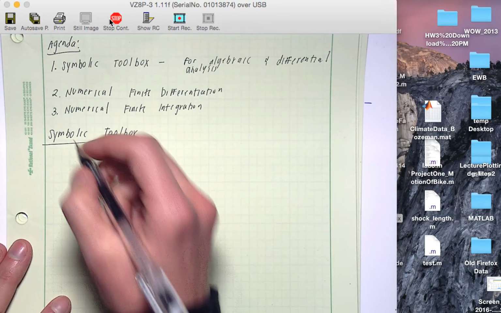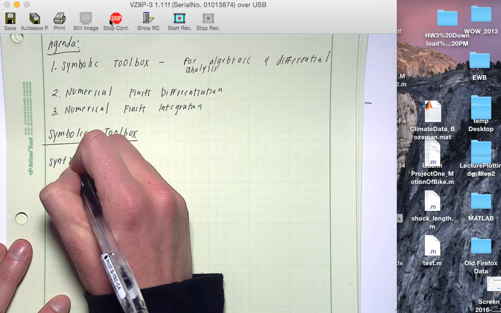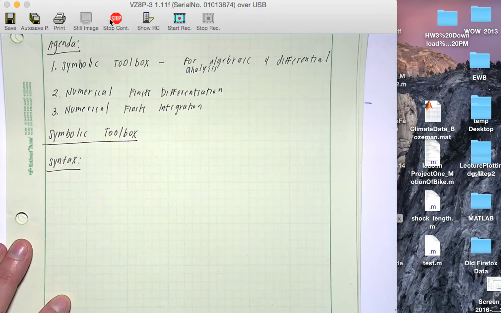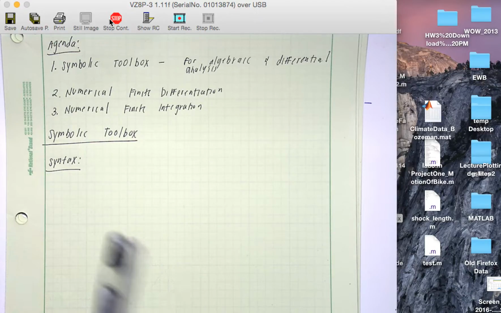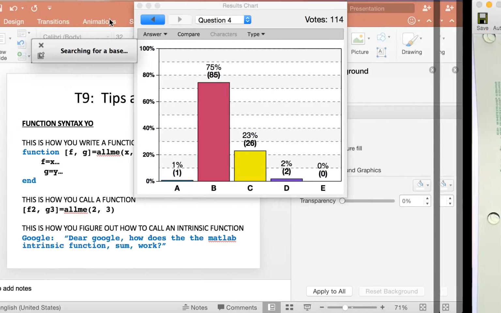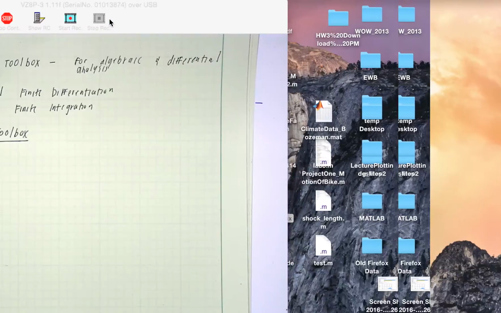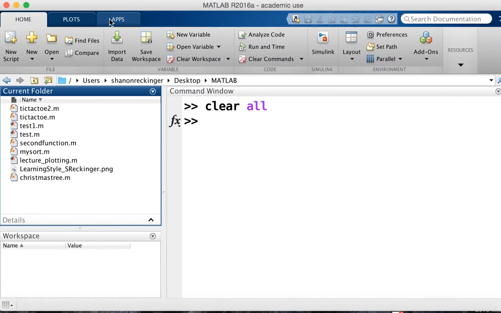Okay, so I'm just going to go over some syntax for the symbolic toolbox, and you're going to do a lot of this in your pre-lab. So I'm going to move over to MATLAB and show you just some quick syntax with this, and then hopefully that's enough to get you started.